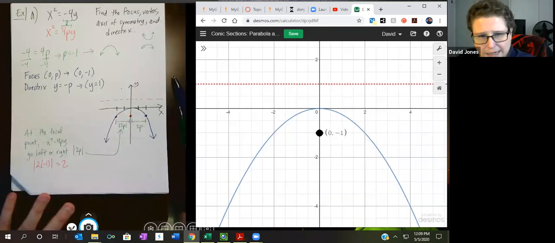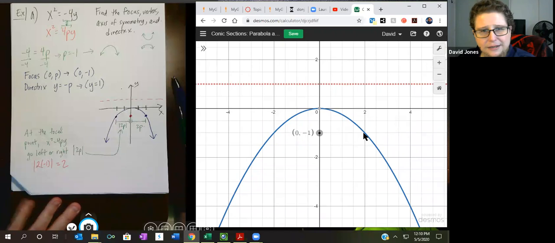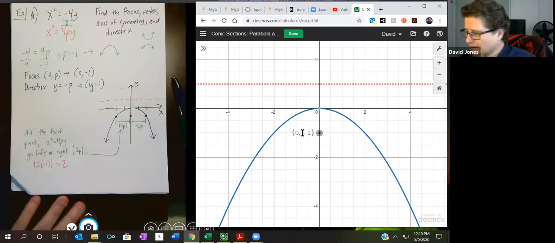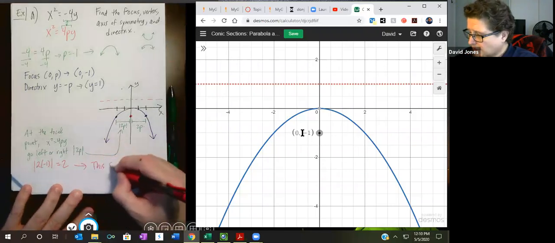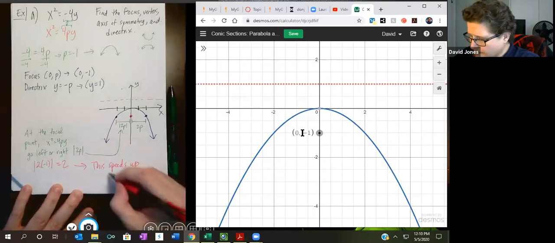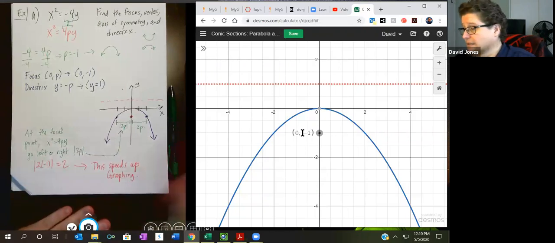Notice if I go left or right here, I'm going over 2. That's a point on the line, 2, 1, or 2, negative 1. And we've got over here 2, negative 1. It's exactly 2 times p, the absolute value of p, left or right, okay? This speeds up the graphing a lot.